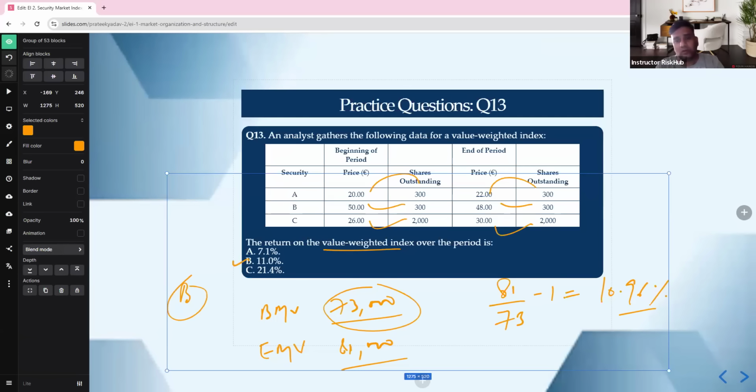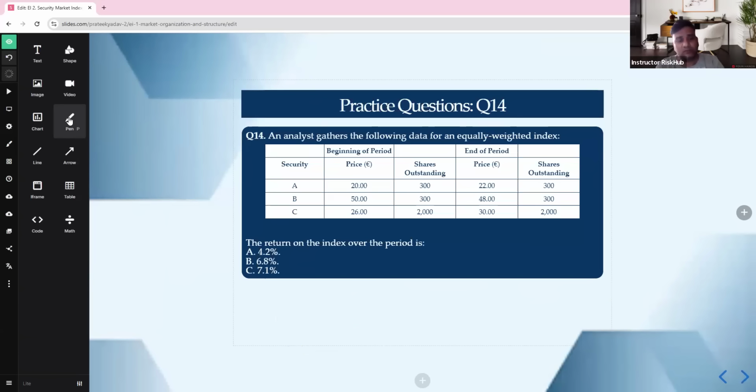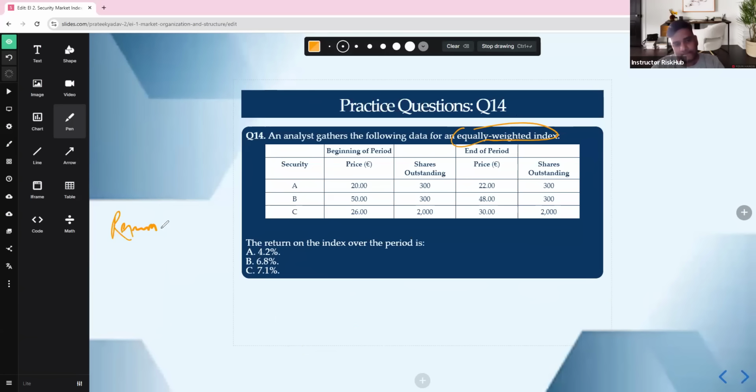Then we get into the next part, question number 14. Analysts gather the following data for an equally weighted index. We have A, B, C. Again, when you are doing it for an equally weighted index, the return is the average of your individual stock returns. You have to remember this thing, guys. Please understand whatever I am writing, you have to understand and follow it, right?